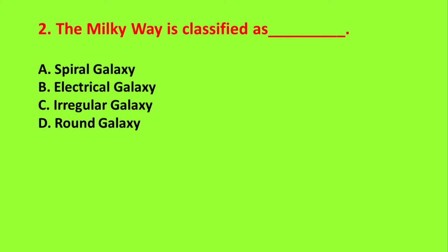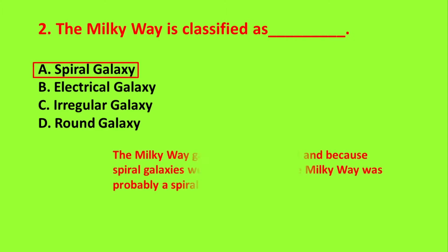Question number 2. The Milky Way is classified as A. Spiral galaxy, B. Elliptical galaxy, C. Irregular galaxy, D. Round galaxy. The correct option is option A, spiral galaxy. And for your kind information, the Milky Way galaxy is disc-shaped, and because spiral galaxies are disc-shaped, the Milky Way was probably a spiral galaxy.